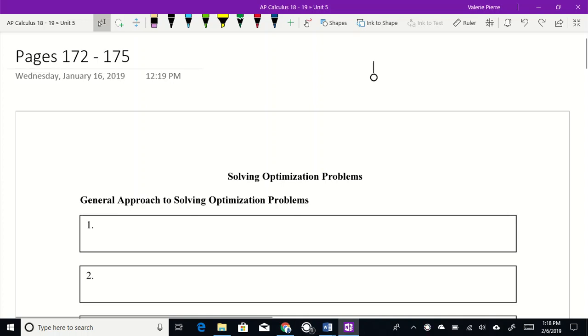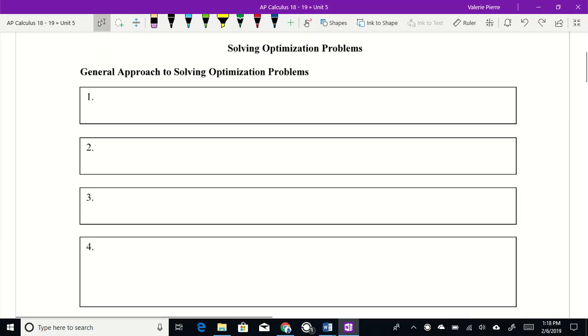Unit 5, pages 172 to 175, solving optimization problems. So last unit, we talked a lot about related rates. This unit, we're ending with this idea of optimization, which is determining a maximum or a minimum value given a word problem.